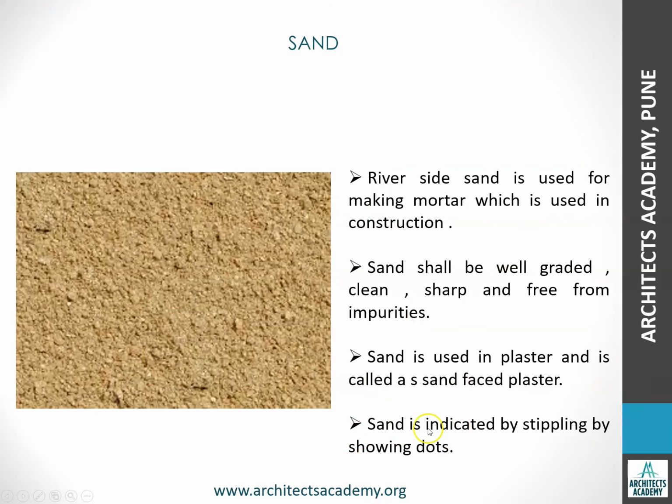Yes, this is important. Last one. Sand is indicated by stippling, by showing dots. Now what is stippling? You take a black pen in hand, and on the paper you do dot dot dot dot like that, like you do for a biology paper. That is called stippling. You create dots on a surface. That is how sand is indicated. That is a common scene in an exam hall. Some student is always making that noise of stippling.